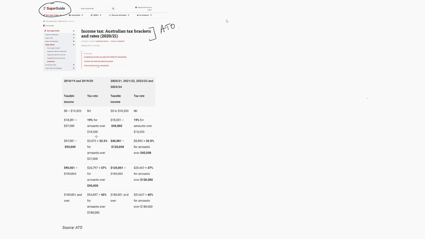So if we look down here, we've got 2 columns. So this is the tax brackets for 2018-19 and 2019-20. So for our purposes, let's call these the old ones. And then here, these are the new tax brackets that will take effect from 2020-21.